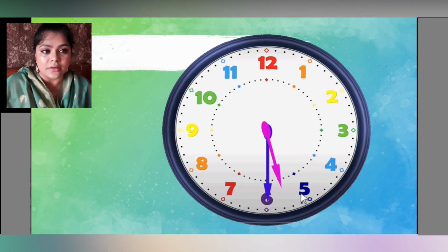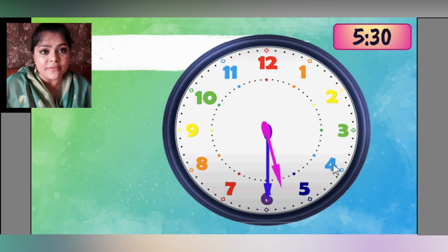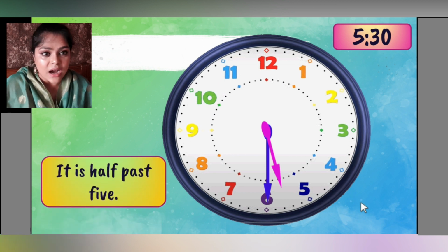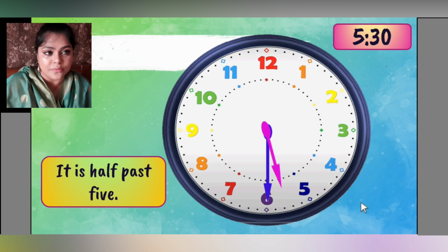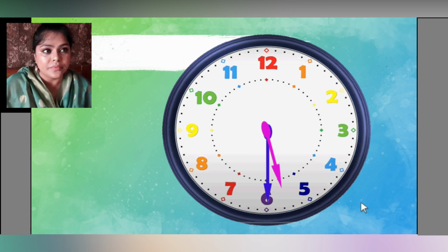See the hour hand here. It is in between the 5 and the 6. That means it is 5 o'clock. Very good. And the minute hand, it is pointing 6. That means it is 5:30. And how will you say 5:30? It is half past 5. It is half past 5. Let's see the next one.